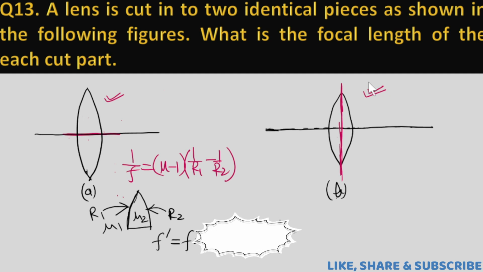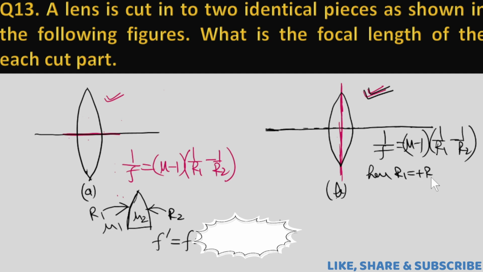Now let's come to the second part of the figure. In this case, again, the focal length is given by the expression 1 by f is equal to mu minus 1 into 1 by R1 minus 1 by R2. Here, R1 is equal to plus R and R2 is equal to minus R. So, f could be rewritten as R upon twice mu minus 1. So this is the focal length of a convex lens.